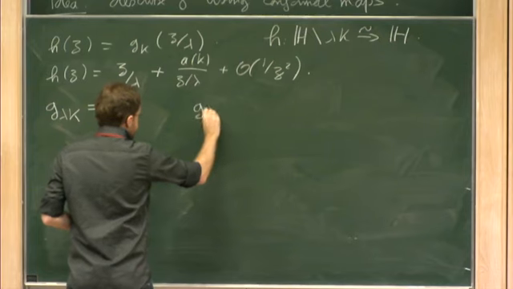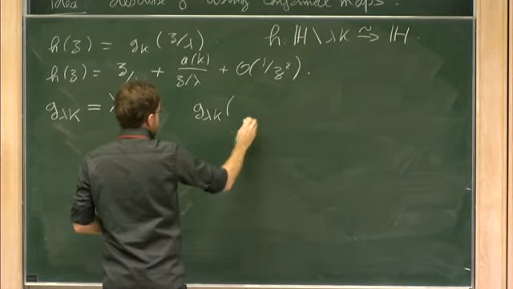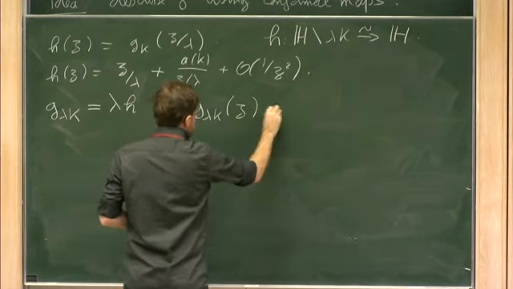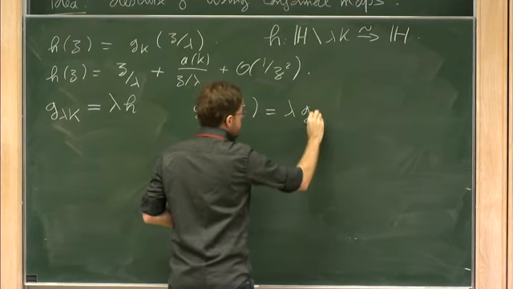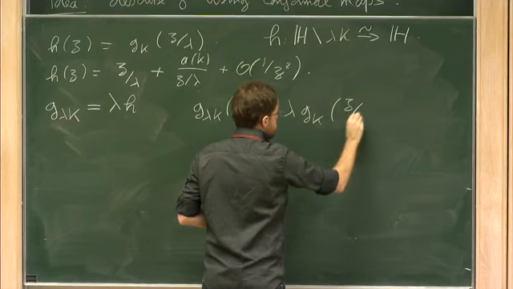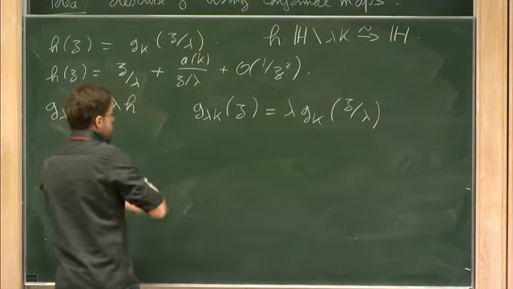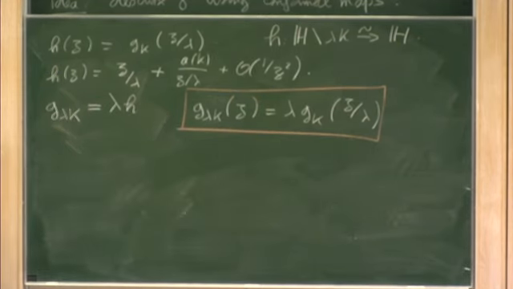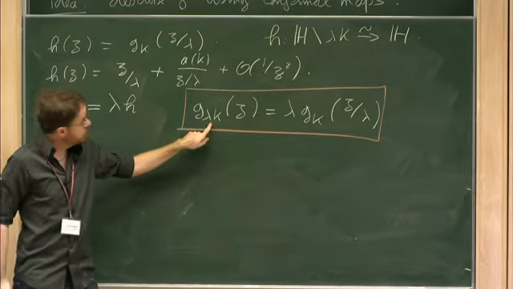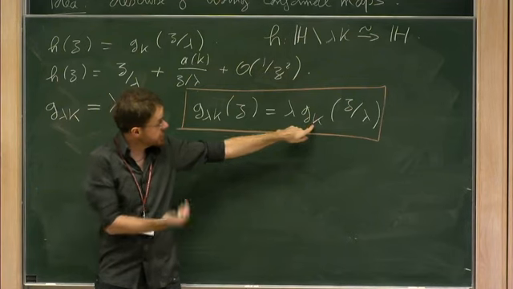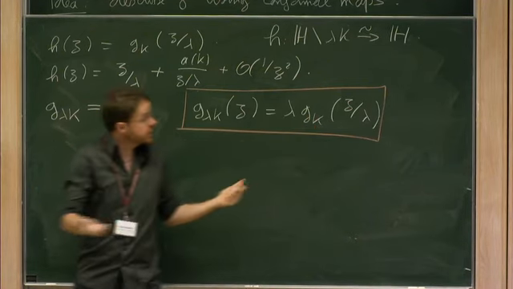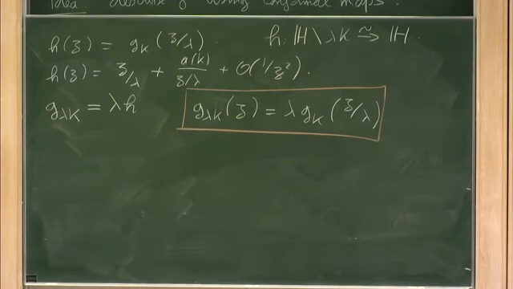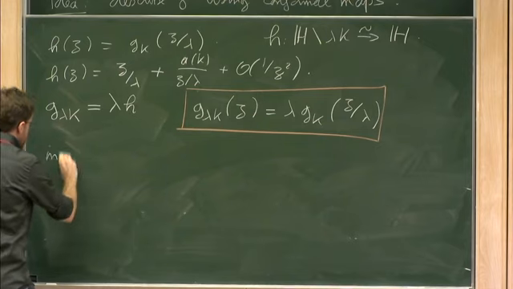And in particular, to sum it up, this is lambda times g_K of z over lambda. So this is what we get from the uniqueness in the Riemann mapping theorem. If we want to identify g_lambda K, we build a candidate which is a conformal map with the right expansion, and by uniqueness we know it's the same map. So we get this.